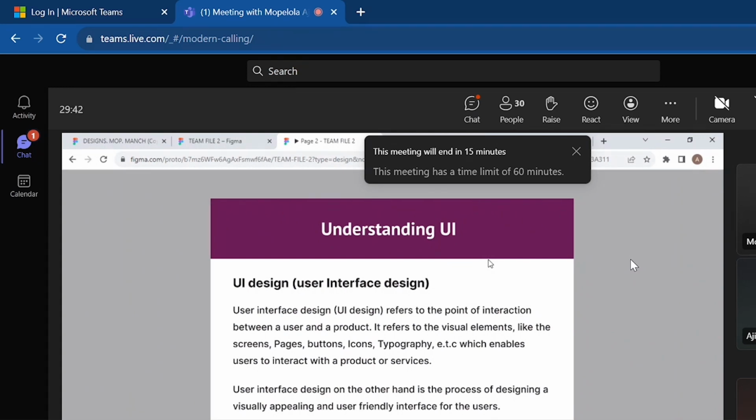Let's take a look at a common application we can all interact with, which is WhatsApp, right? WhatsApp is an app that I feel we can all interact with.